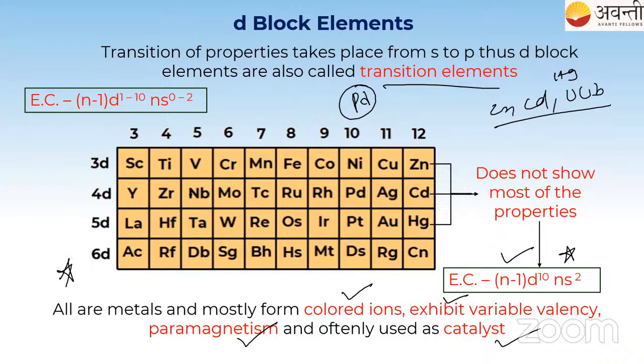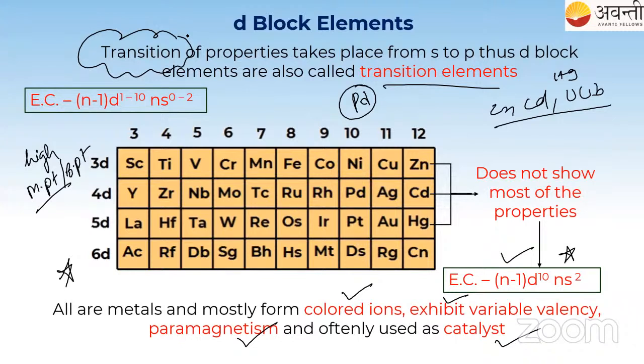Okay, D block elements are usually colored in nature. They have high melting point and boiling point, all the D block elements. And D block elements are called transition elements because they are always undergoing transition. Means for any reaction, the d electrons will always undergo transition. So that's why we call them transition elements.